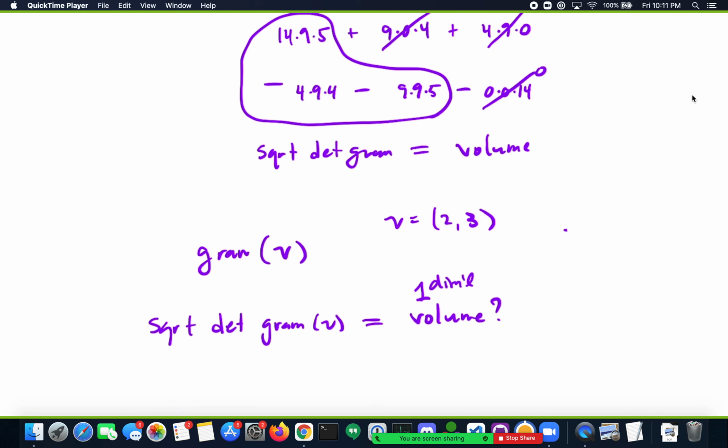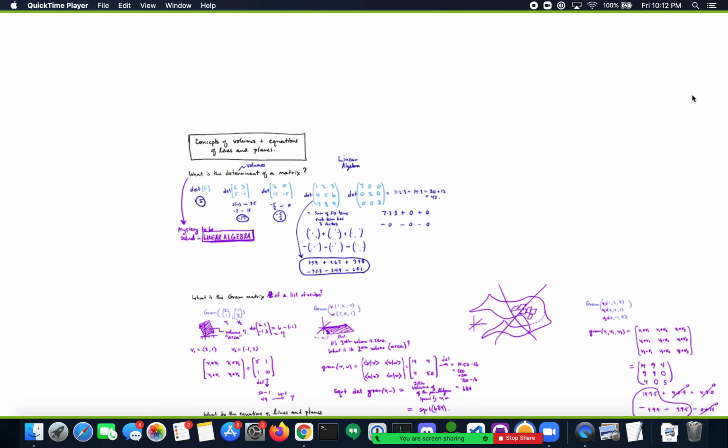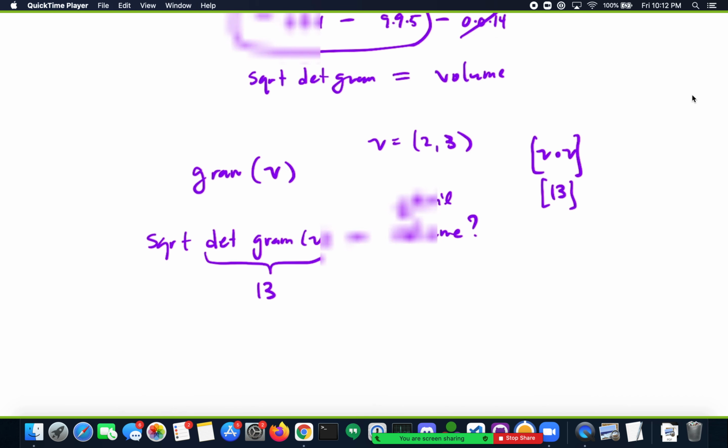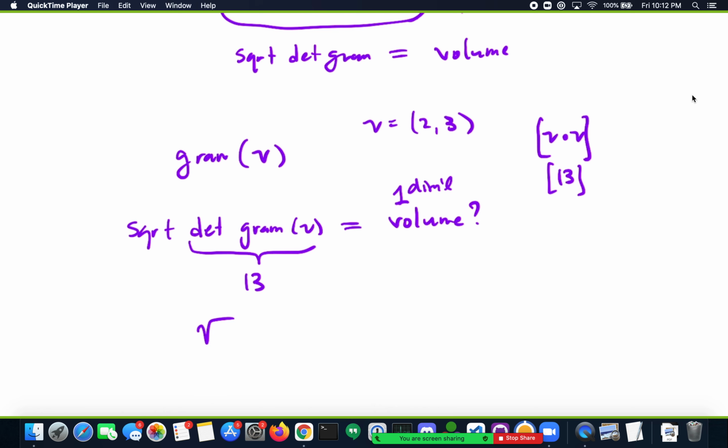So what is that? Well, let's just compute it. So what's the Gram matrix? It's just v dot v. That's okay, it's a 1 by 1 matrix. v dot v is 4 plus 9 is 13. What's the determinant of that matrix? Well, it's just the number, 13. Remember that the determinant of a 1 by 1 matrix is itself. And what's the square root of that? Well, that's just the square root of 13.